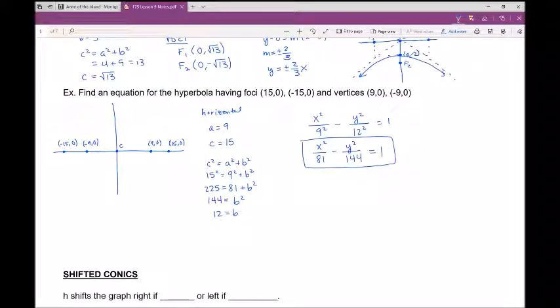Okay, so hopefully that was a good start for you on some hyperbolas. In the next video, we'll talk about what happens when we move the center away from the origin. And we'll also talk about a different form of the conic equations called the general form.